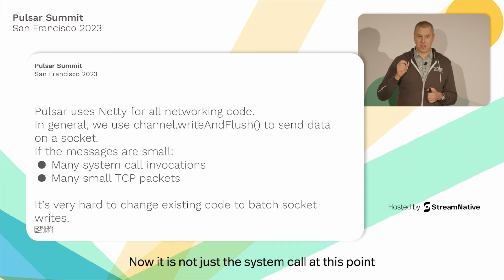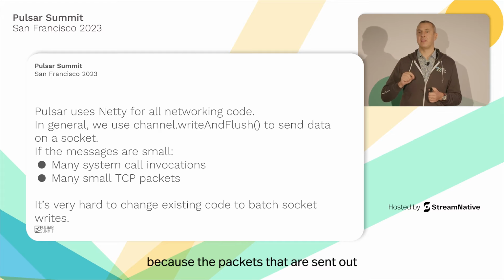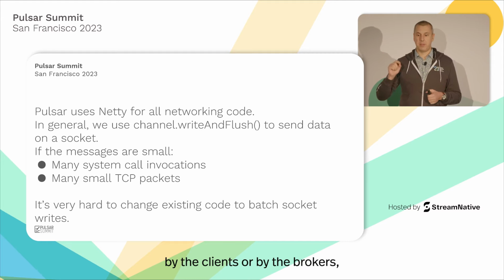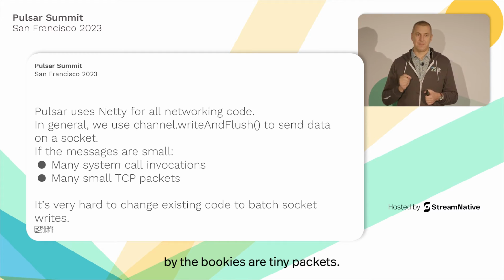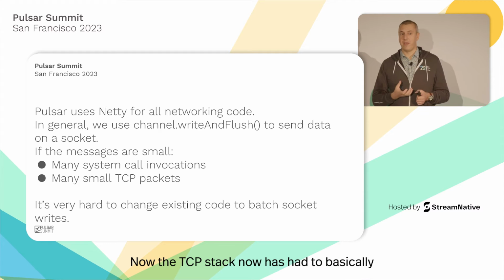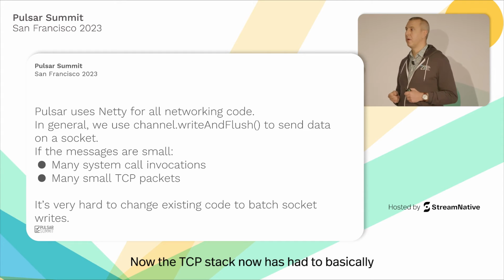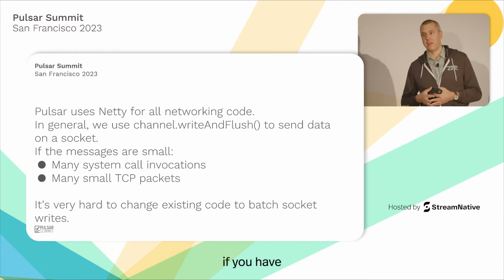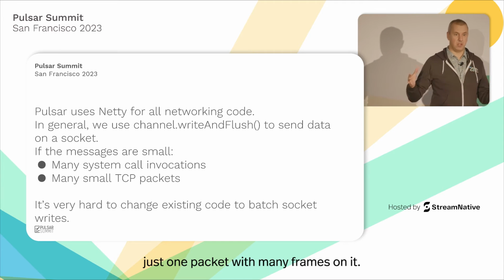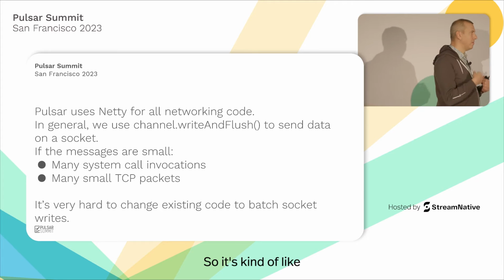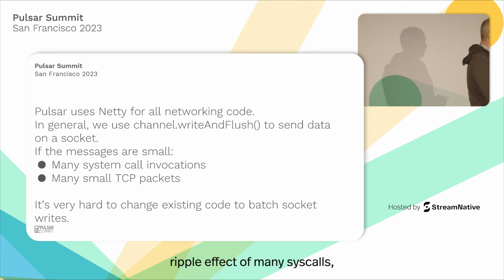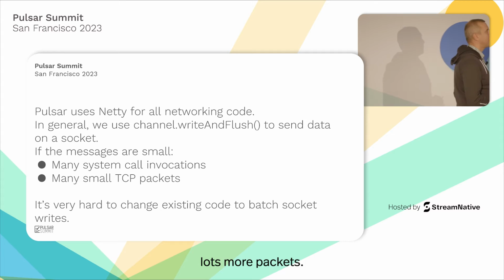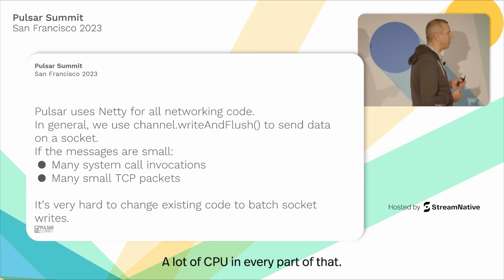Now, it is not just the system call at this point, because the packets that are sent out by the clients or by the brokers or by the bookies are tiny packets. The TCP stack has to do a lot more work when interpreting those packets compared to if you had just one packet with many frames on it. So it's a rippling effect of many syscalls, lots of small packets, lots of CPU in every part of the stack.